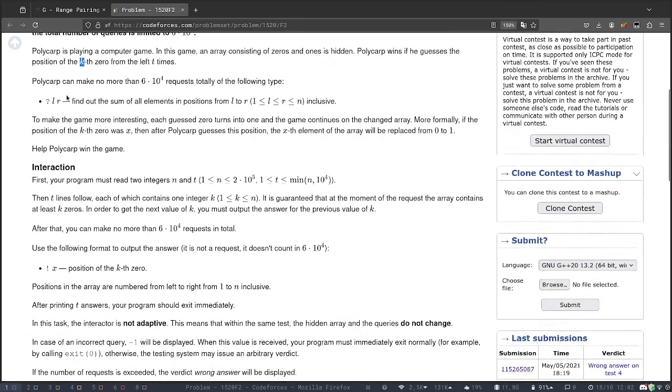How to find it? You can ask the sum from L to R, but you cannot ask it too many times. The array has length 2 times 10 to the 5th, and you receive 10 to the 4th questions, and you can ask 6 times 10 to the 4th questions.